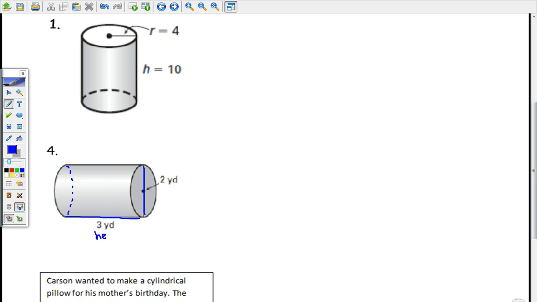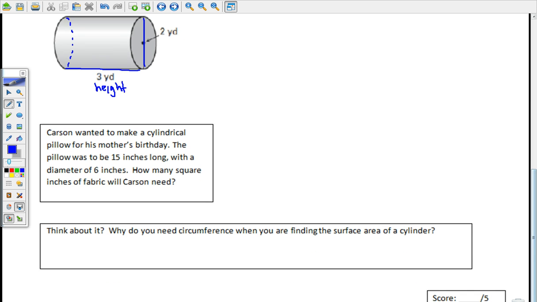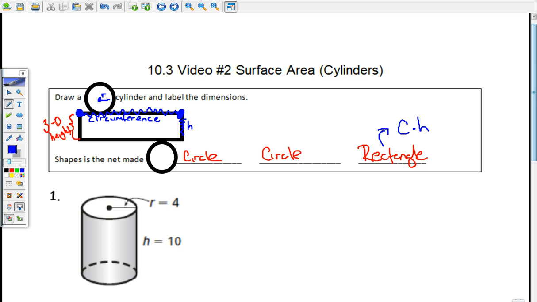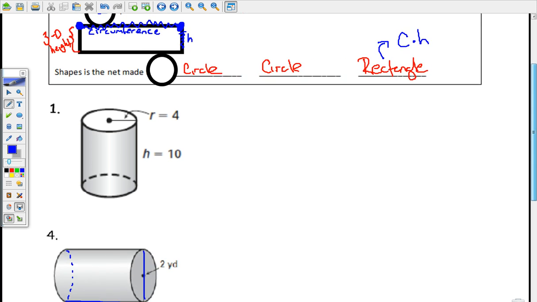This distance is the 3D height, so from base to base. So we'll look at a word problem as well, and then answer this question: why do you need the circumference when you're finding the surface area of a cylinder? And hopefully that question starts to make more and more sense as we do some examples.